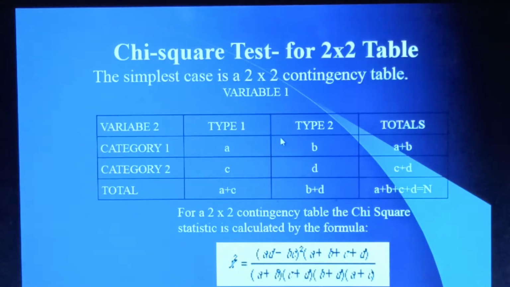In the previous slide we have seen anemia versus boys and girls. We have some particular values for this, so by tabulating that we get it. For this general table we have a formula like this: A multiplied by D, minus B multiplied by C, whole square, multiplied by the total sample size, divided by each marginal total, A plus C, B plus D, A plus B, C plus D. So this is the formula for chi-square for assessing the association.